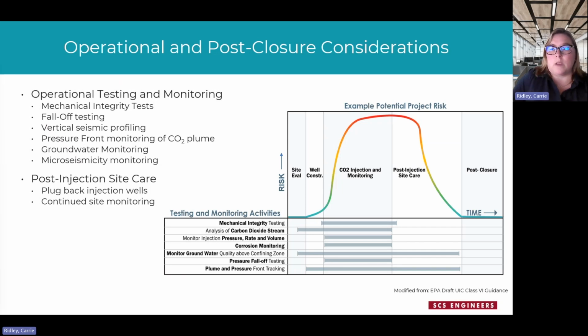Once the project has lived its design life of anywhere from 20 to 50 years, then there's a post-injection site care plan, and that timeline can vary, but it's similar to post-closure requirements for landfills and other waste facilities. Ultimately, when the conditions are met, wells would be plugged and the site is abandoned.